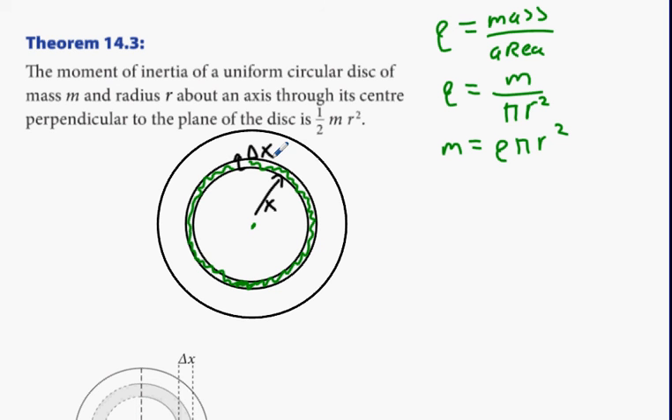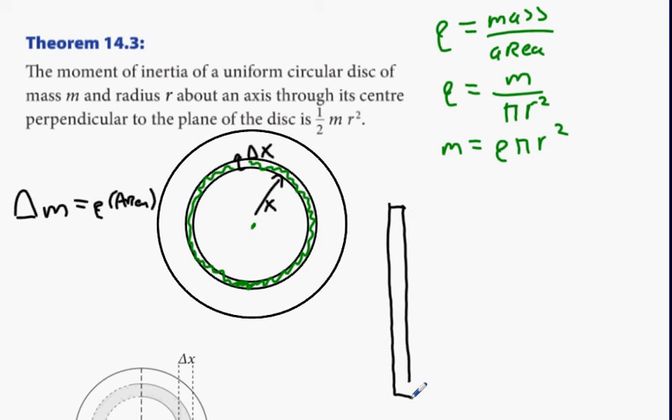Its mass, delta m. So delta m is its mass, and it equals rho times the area of the ring. Now what is the area of the ring? The ring is technically like an elongated rectangle. I know if you're really thinking about it, it's more like that. But once again, the gap is so minuscule that it's perceived to go straight across.